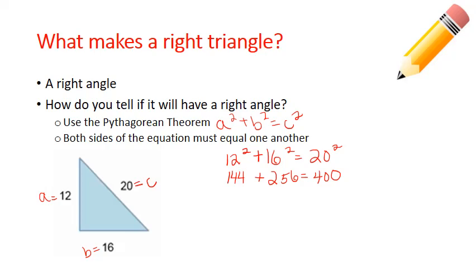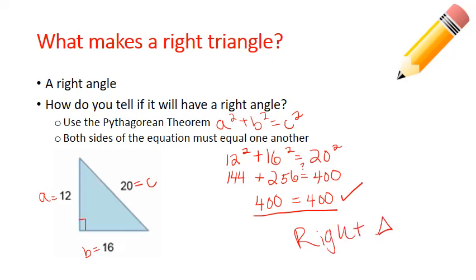So our question now is, does 144 plus 256 equal 400? And as we know, it is, so 400 does equal 400. This is a true statement. So when this happens, that means that we have a right triangle. So we can draw in that box because we know for sure, because we checked with the Pythagorean theorem.